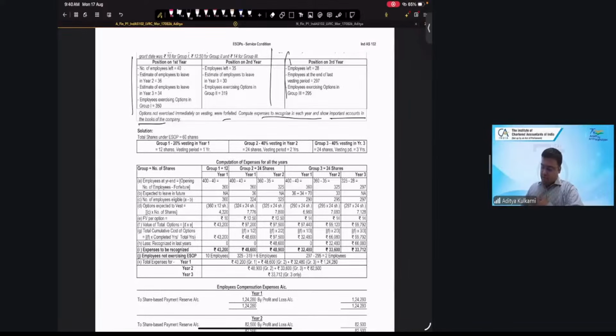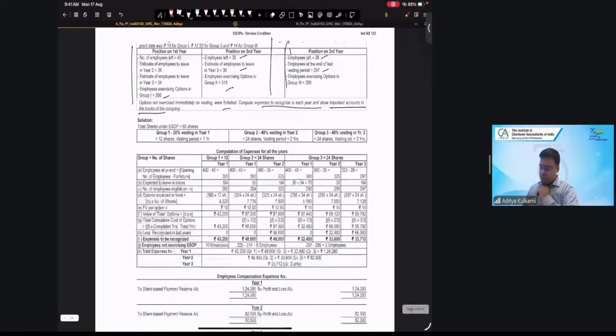So you have the position on first year: number of employees left, expected to leave in year 2 and year 3, employees exercising options in group 1. Year 2, employees left, expected to leave in year 3, exercising options in group 2. Position on the third year: left is 28, end of last vesting period 297, exercising options is 295. Options not exercised immediately on vesting were forfeited. Compute expenses to recognize in each year and show important accounts in the books of the company.